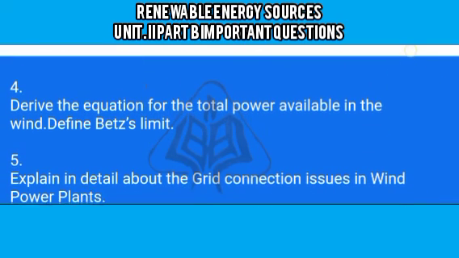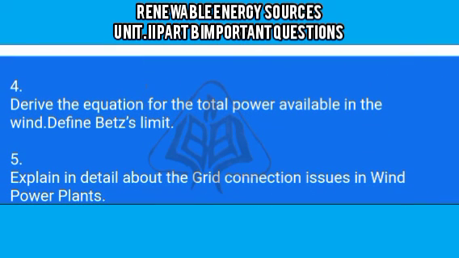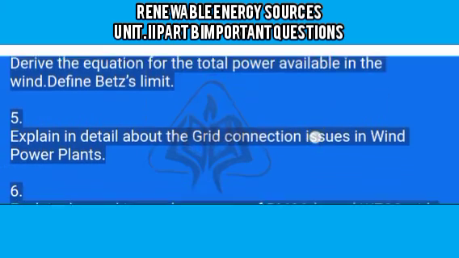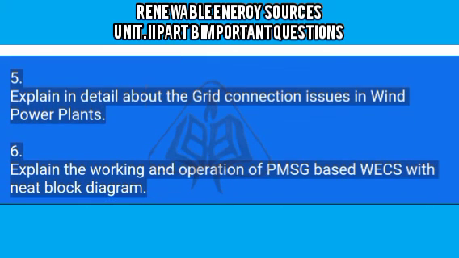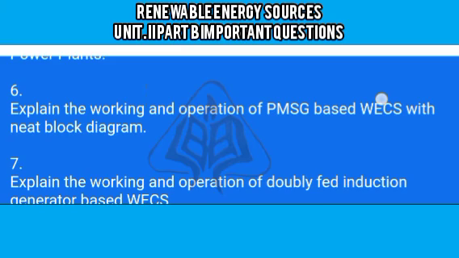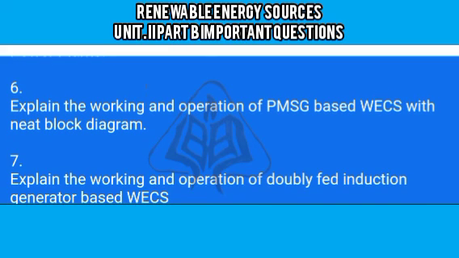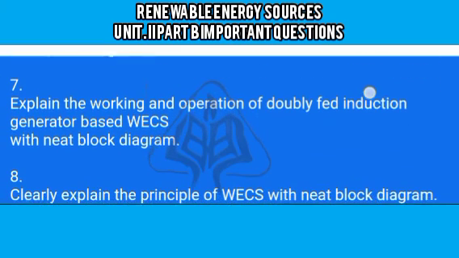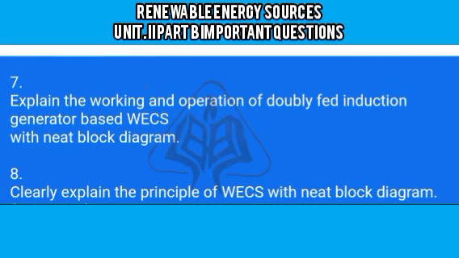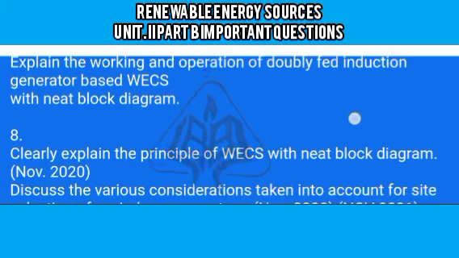4. Derive the equation for the total power available in the wind. Define Betz's limit. 5. Explain in detail about the grid connection issues in wind power plants. 6. Explain the working and operation of PMSG-based WECS with neat block diagram. 7. Explain the working and operation of doubly fed induction generator-based WECS with neat block diagram.